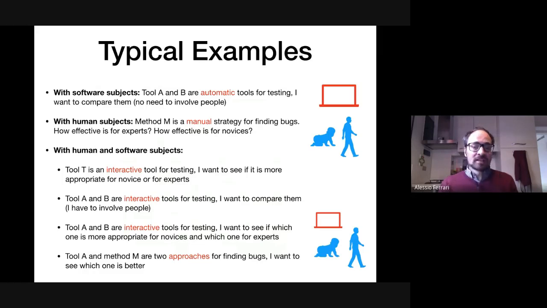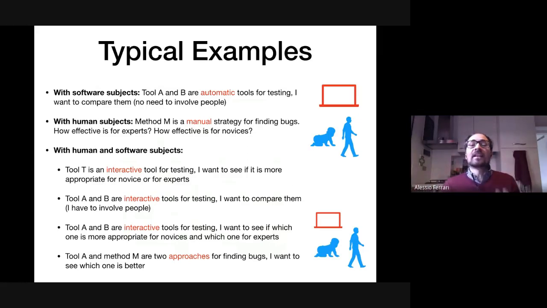You can have other cases too. Again, you have two interactive tools, and in this case you want to see which one is more appropriate for novices and which one is more appropriate for experts. So expertise now becomes again a relevant aspect to consider. Or you can even compare tools and approaches. For example, in a company I may use a typical code review strategy with a certain checklist, and I want to introduce a certain tool A. I am comparing a tool and a method, and I want to see which one is better.